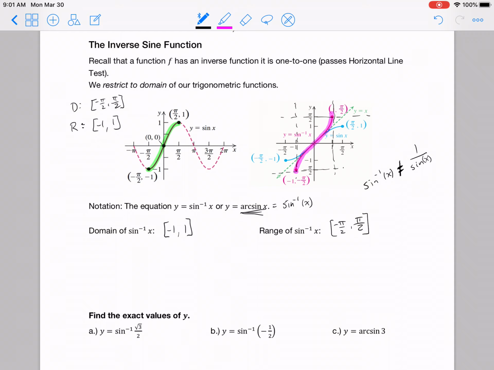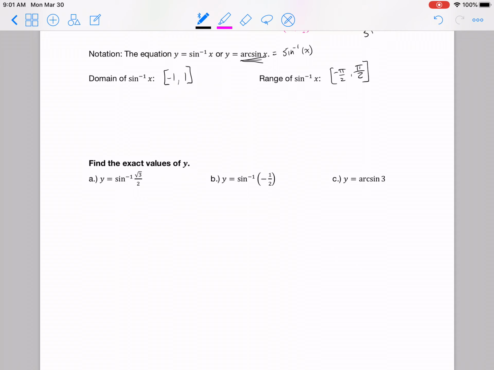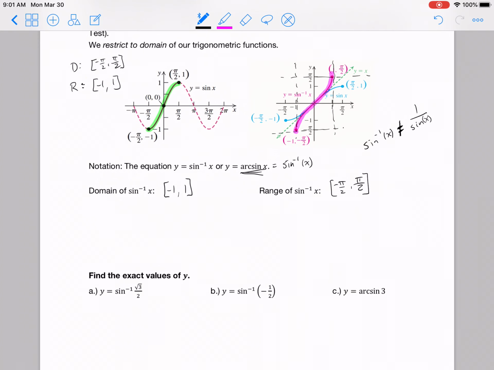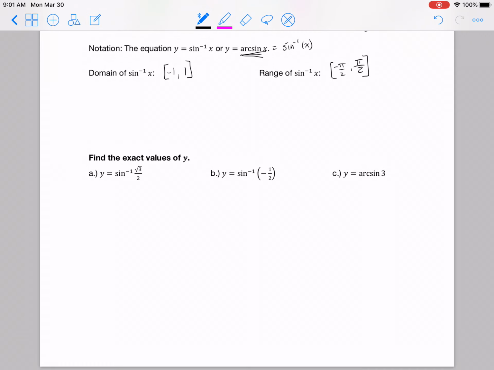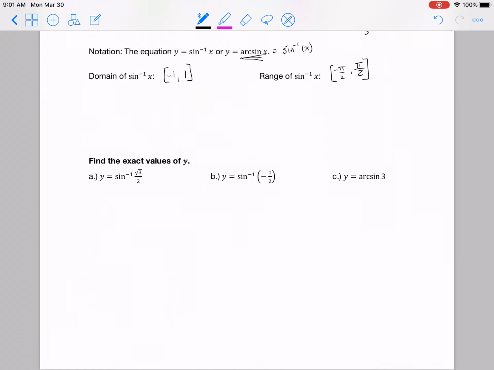So basically, make sure that you realize that we have done this. And in fact, that's what your calculator would do. If you use this on your calculator, it's going to restrict you to these domains and ranges. And so here we have some find the exact values of y. So here we've got y equals the arc sine of square root of 3 over 2.